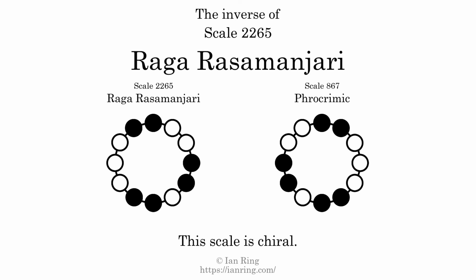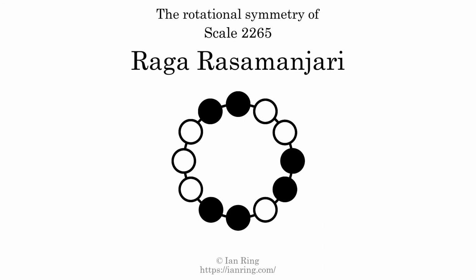The inverse of a scale is a mirror image. It is what you get when the sequence of intervals is reversed. The inverse of this scale is scale 867, also known as Racrimic. This scale is chiral. It cannot transform into its inverse by rotational transformation. This scale has no rotational symmetry.